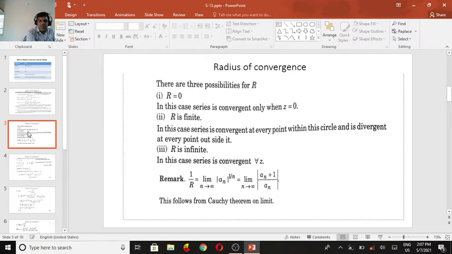Remark: 1/R is equal to the limit as n tends to infinity of |a_n|^(1/n), which by the root test is equal to the limit as n tends to infinity of |a_(n+1)/a_n|, by the ratio test. This follows from the Cauchy theorem on limits.